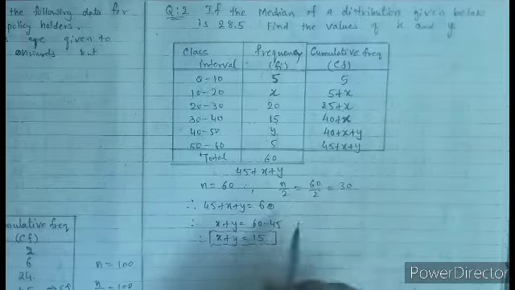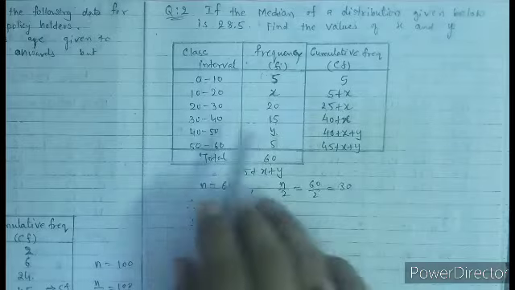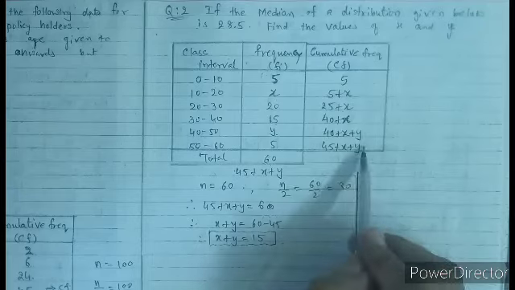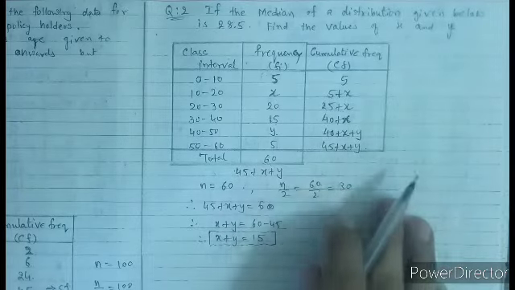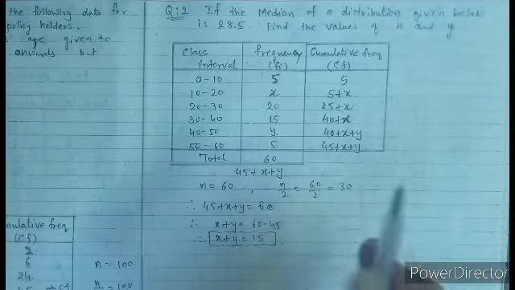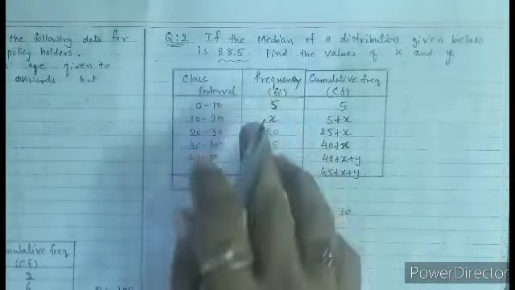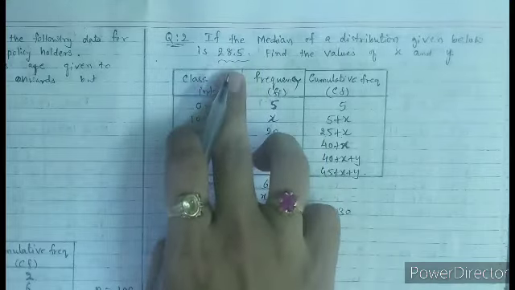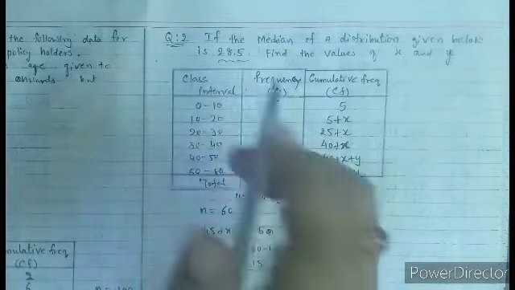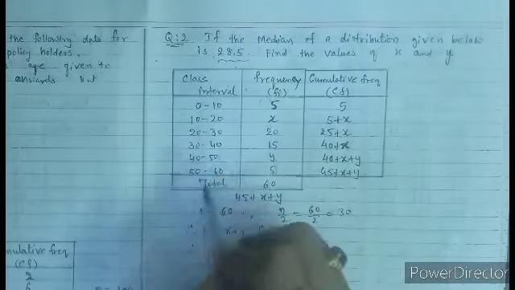In the previous questions we obtained the n by 2 term and then we obtained the median class from the cumulative frequency column. But here in the cumulative frequency column we have x and y terms which are unknown. So to obtain the median class we will not use the cumulative frequency. But as in this question we are already given the median, it is 28.5. From this median we can obtain the median class. Now how can we obtain the median class from the given median? We have to check in which class interval the given median lies.